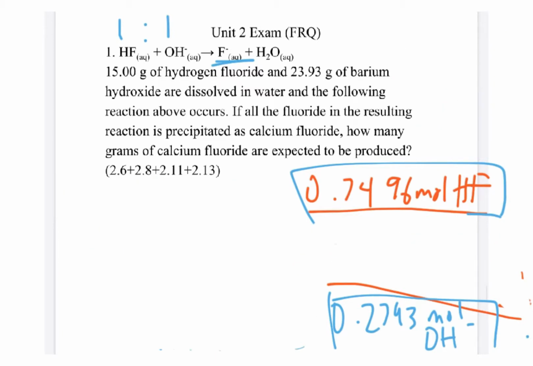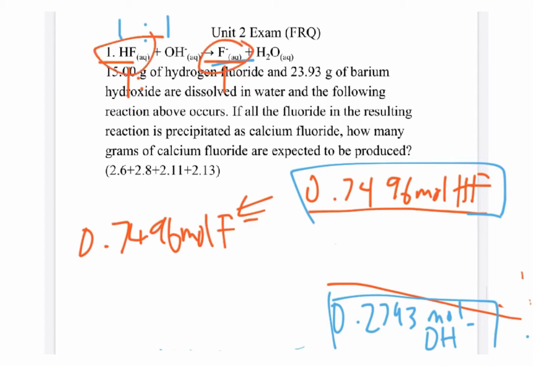So now after erasing everything, we can figure out how much fluoride each reactant produces. HF and F- are in a 1-to-1 ratio. So for every 1 mole of hydrofluoric acid that reacts, 1 mole of fluoride will be produced. So I can safely conclude that for every 0.7496 moles of HF there will be the same amount of F-, or 0.7496 moles of F-, because they're in a 1-to-1 ratio.